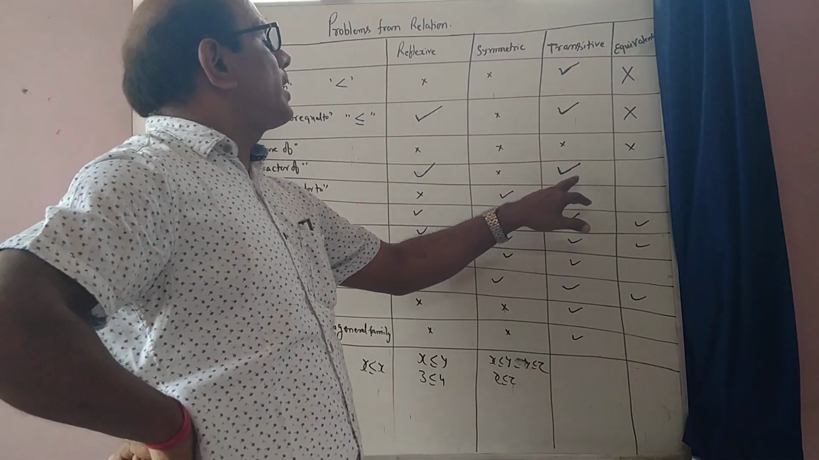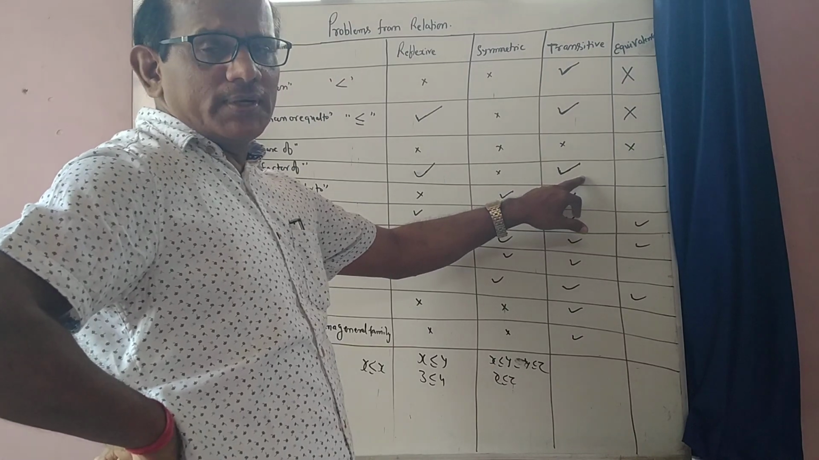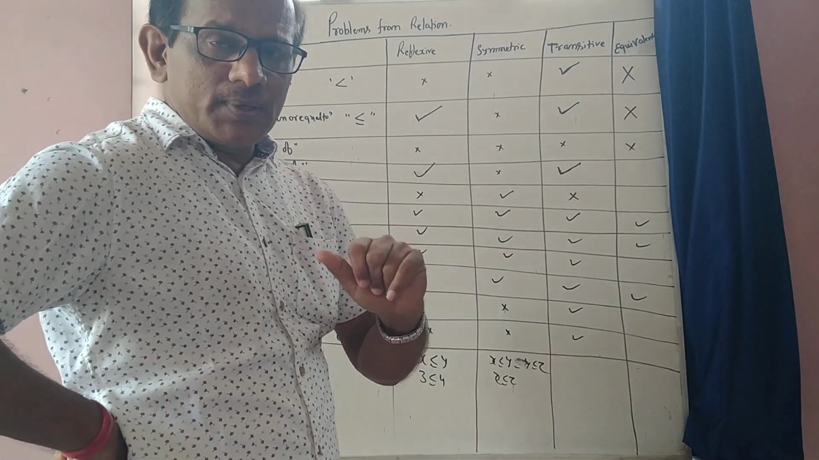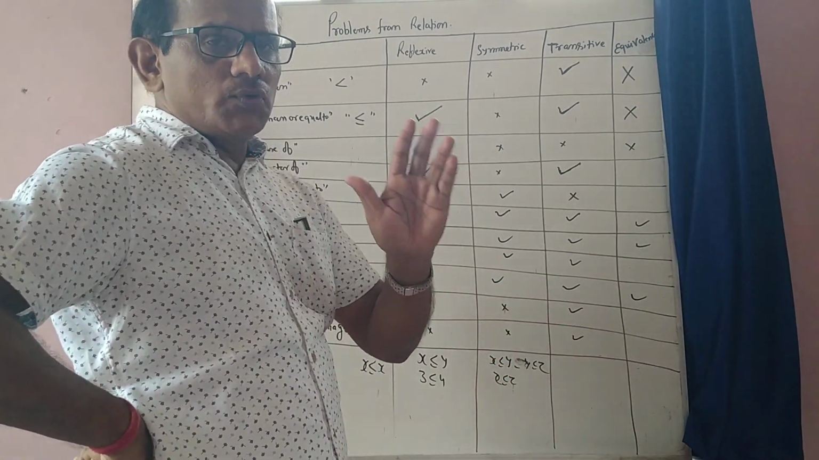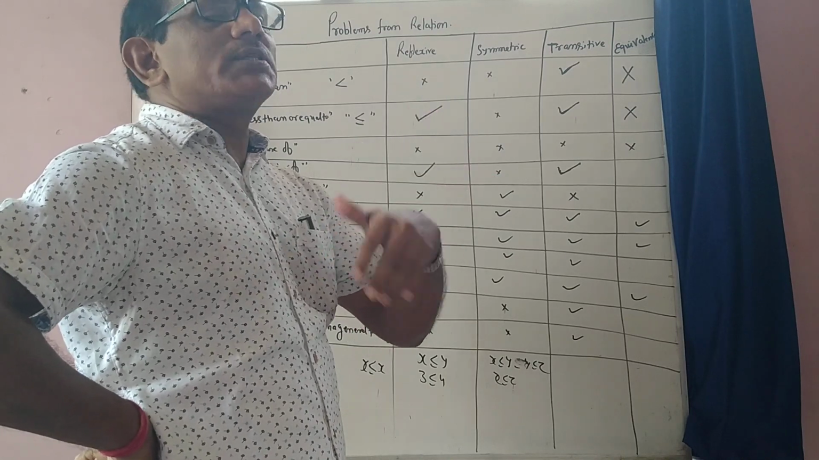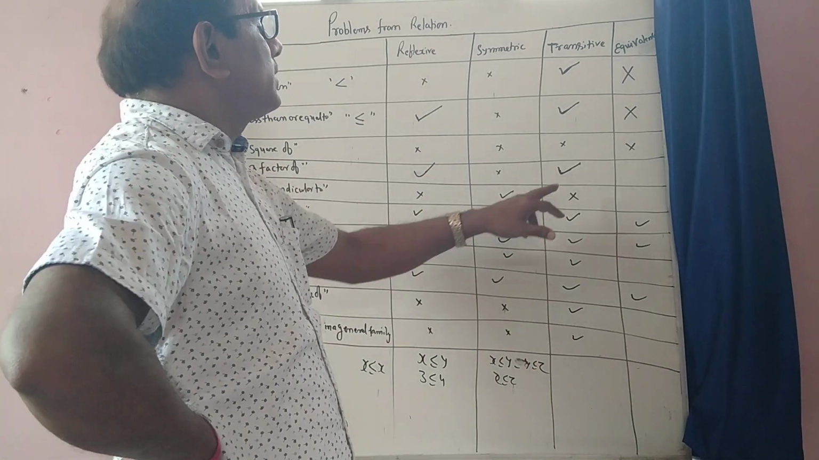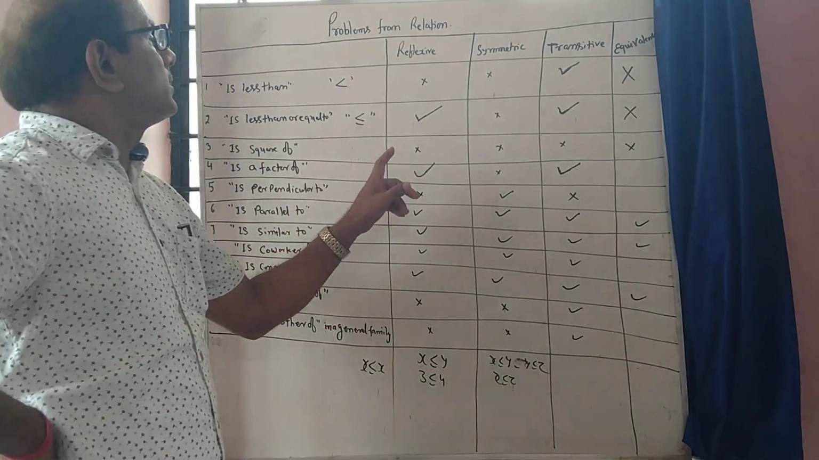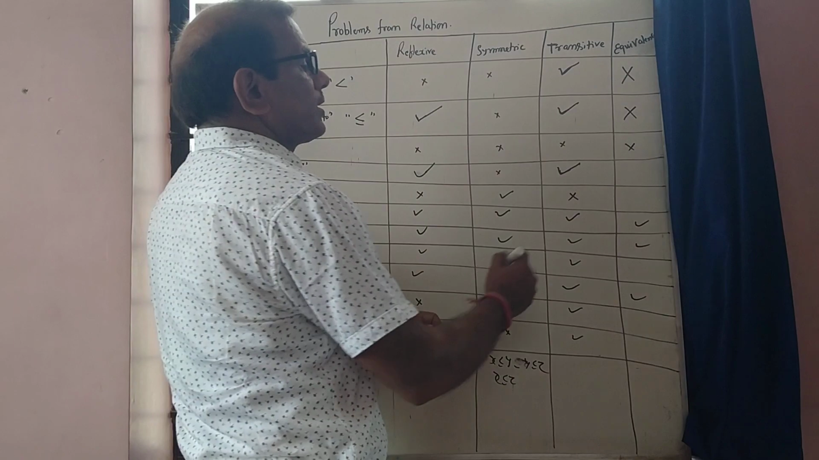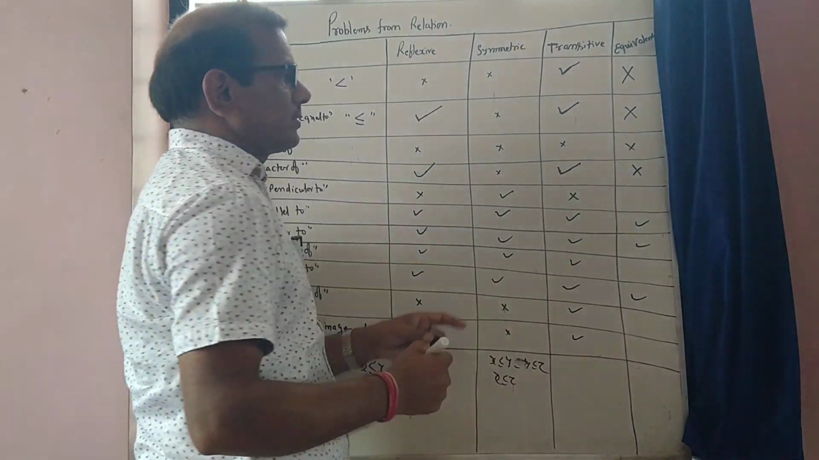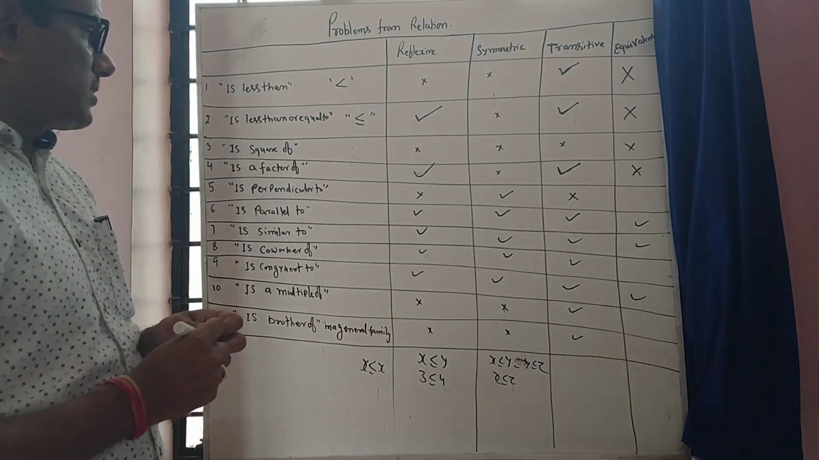If x is a factor of y and y is a factor of z, then x is a factor of z. It is true. Example: 2 is a factor of 4, 4 is a factor of 20 or 16. Then 2 is a factor of 16 or 20. So therefore it is transitive. The factor of relation is reflexive and transitive, but not symmetric, so it is not an equivalence relation. So it doesn't satisfy equivalence.